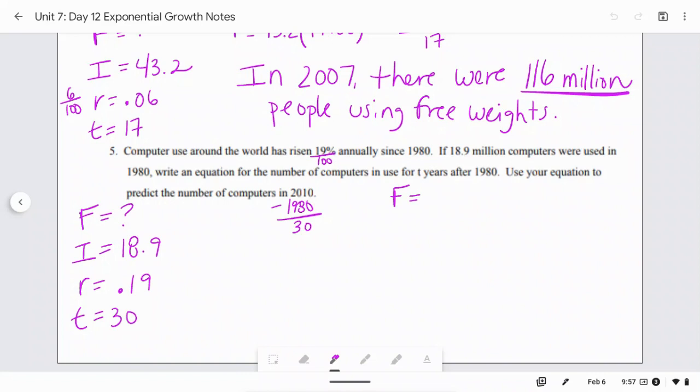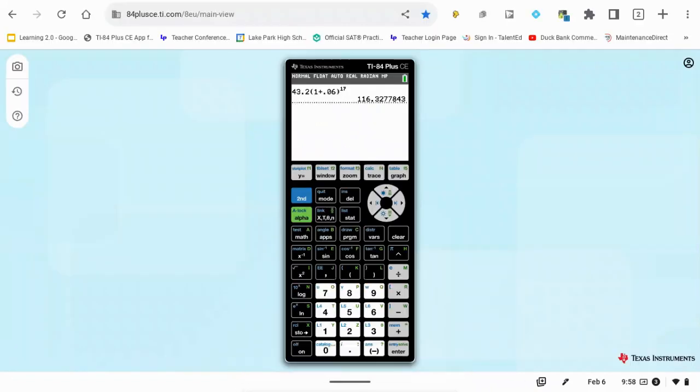So in the calculator, you're going to type 18.9 parenthesis 1 plus 0.19 to the 30th power. And since we're talking about computers, we're going to round to the nearest whole number. So I'm going to go back to my calculator, clear out the old equation. I'm going to type in 18.9 parenthesis 1 plus 0.19. Close the parenthesis and raise that to the 30th power. When I hit enter, I'm going to look at the number next to the decimal point, which again is a 3. So I'm going to keep it as a 0 there.